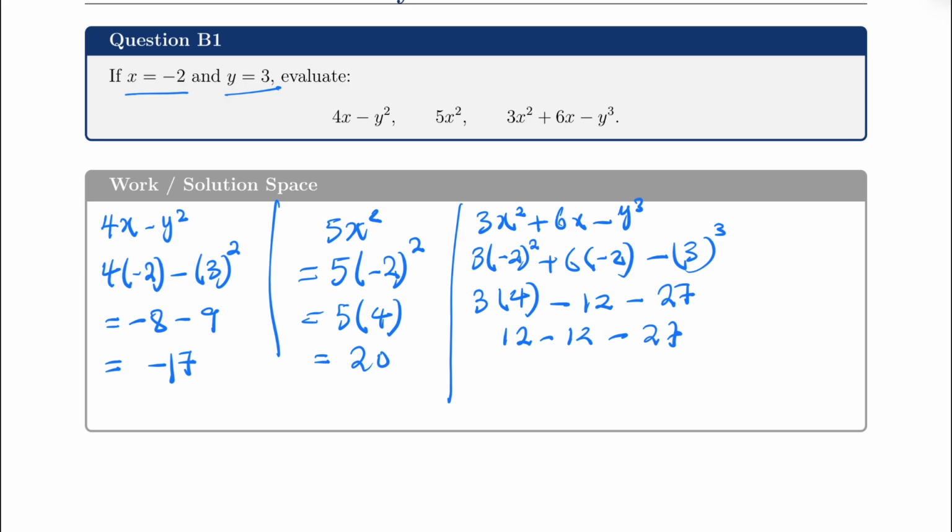But 12 minus 12 is 0, right? So 12 minus 12 is 0, so this cancels. I remain with -27, okay?